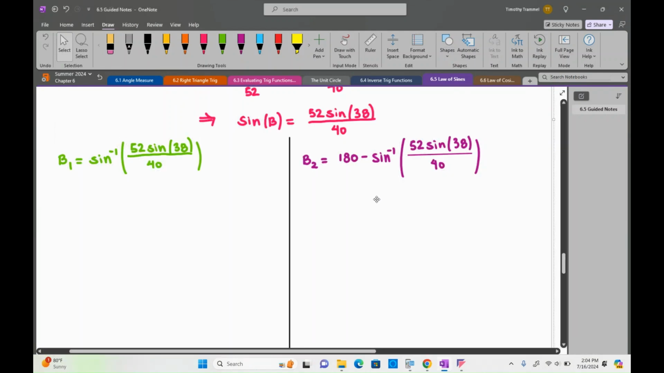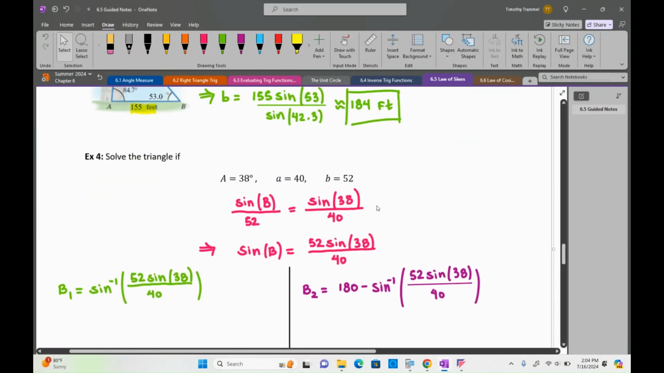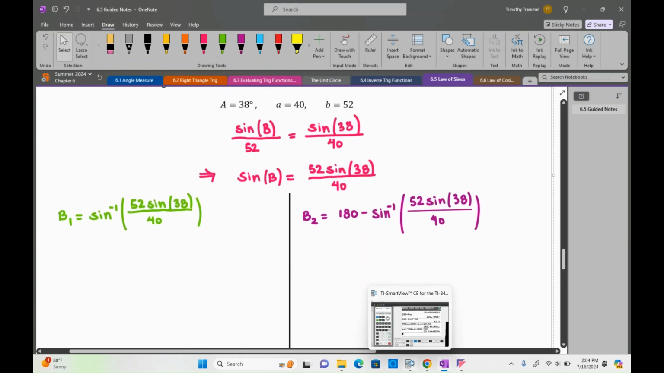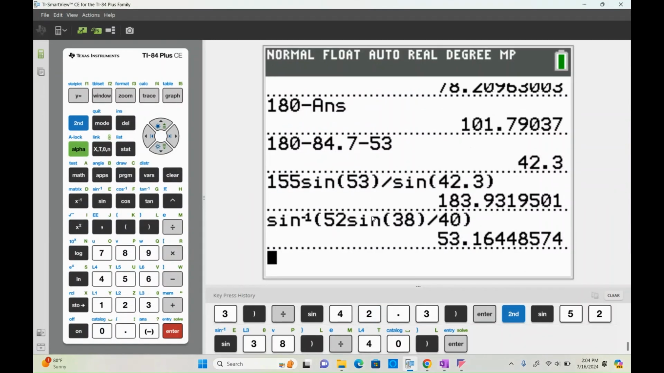Let me see what the instructions said for rounding here. Actually, it doesn't say any. So let's just round everything to one decimal place here. So B1 then is going to be 53.2.